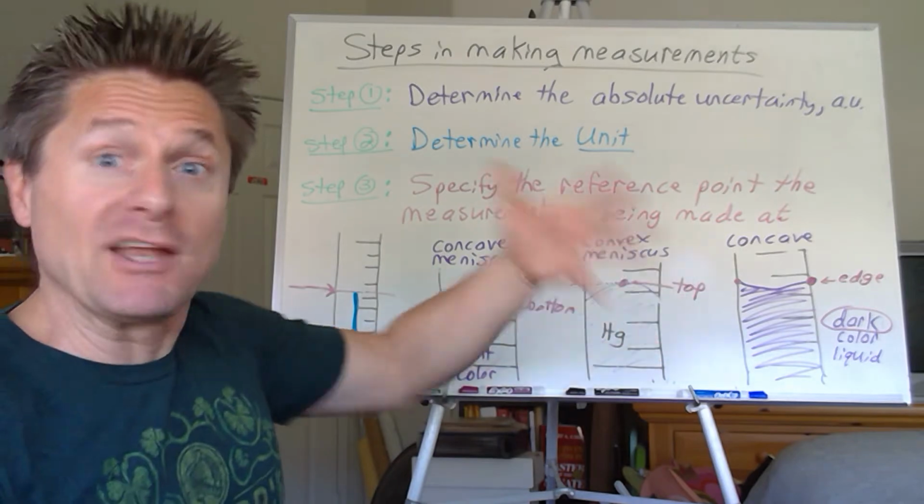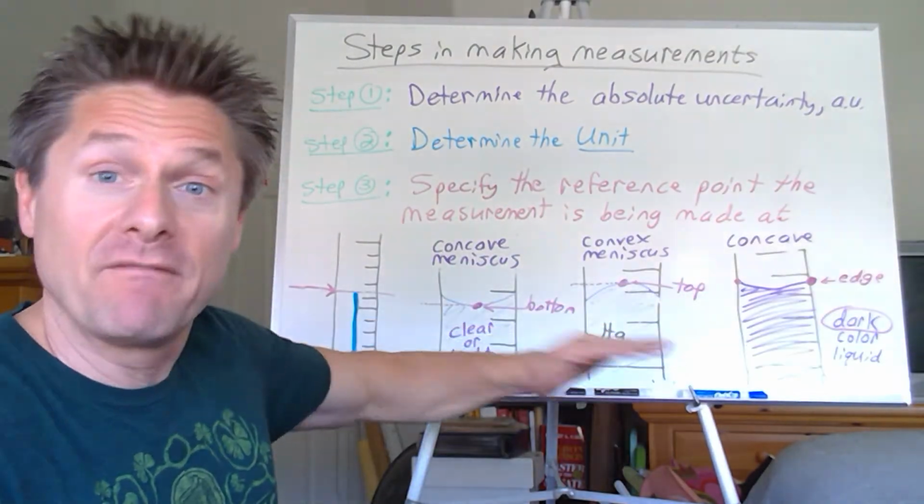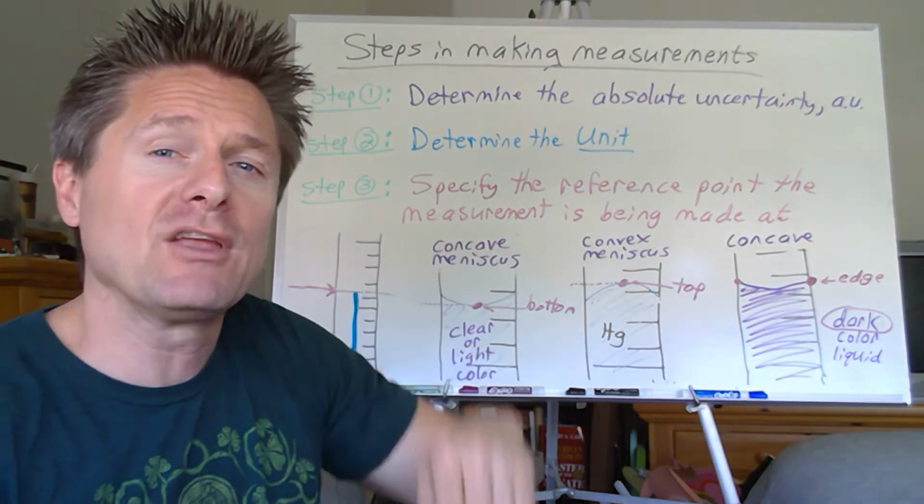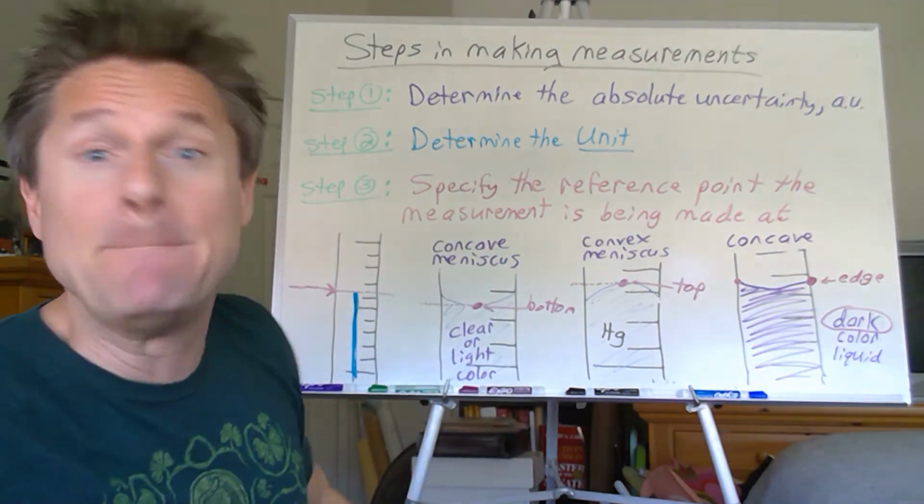All right, there's more steps. I just ran out of board space, but that's a key one. Find that reference. What's the absolute certainty? What's the unit? Where's the reference point you're going to make your measurement to? Let's look at the next batch of steps.